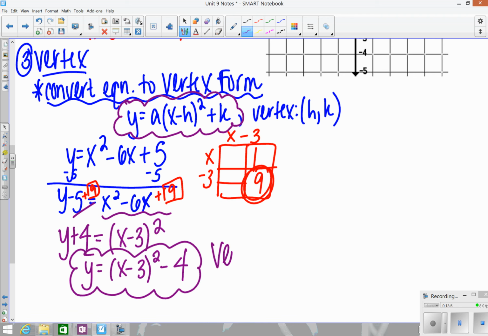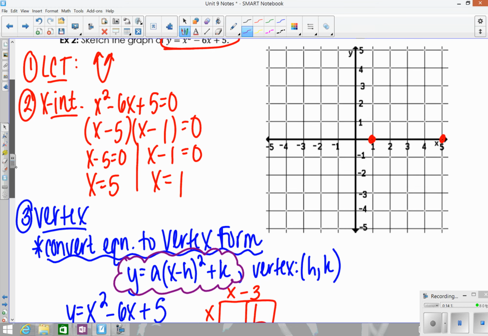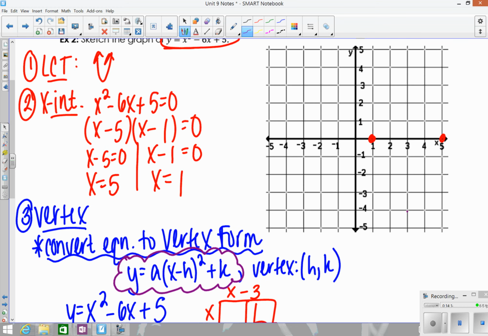So the vertex is going to be 3, because it's always opposite sign, negative 4. Keep the sign. So that's just another way of finding the vertex. Now you might be thinking, well, why wouldn't I just count and then plug in? You can still do that. I just wanted to show you an alternative way. So the vertex is 3, negative 4.